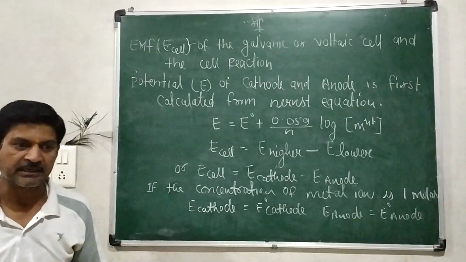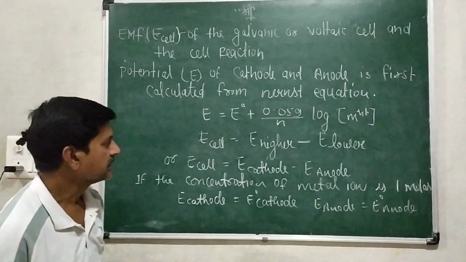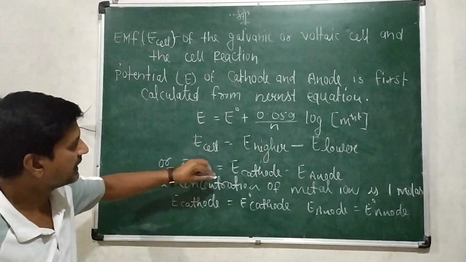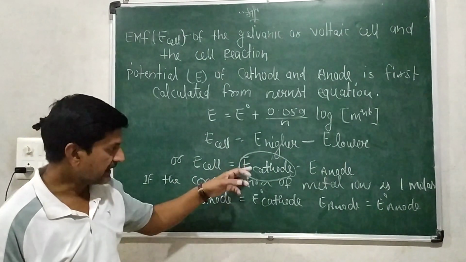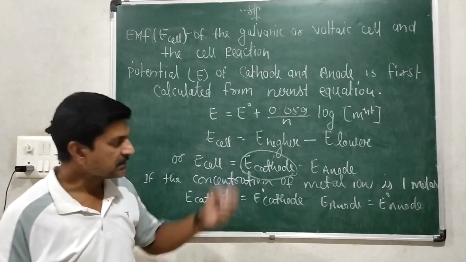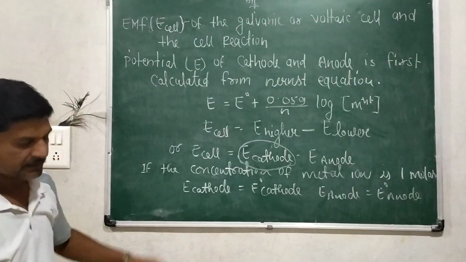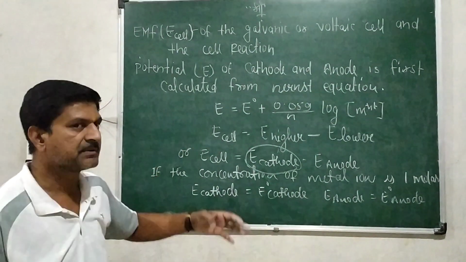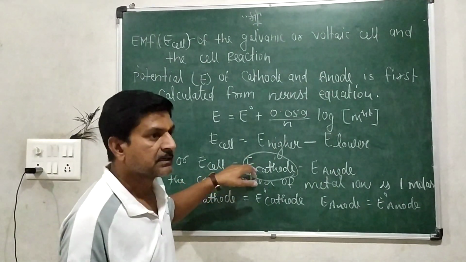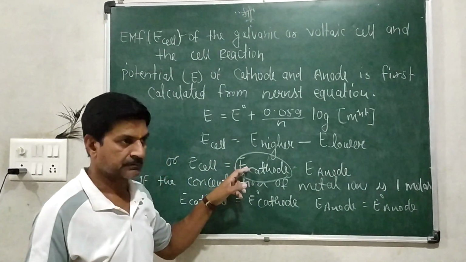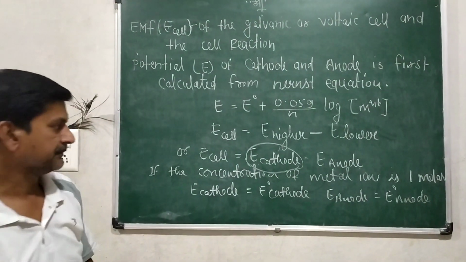So there are two conditions we developed here. Again I am repeating. First, if the concentration of metal ion at the cathode, means the right electrode, is increased, then the EMF of the cell also increases. That is the first condition.